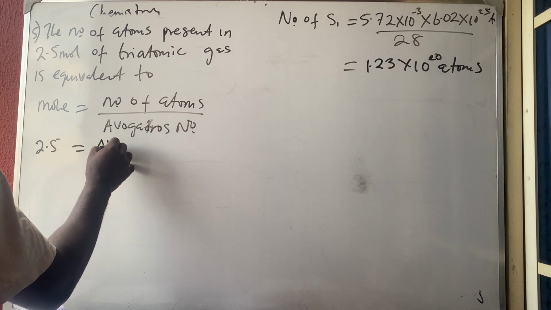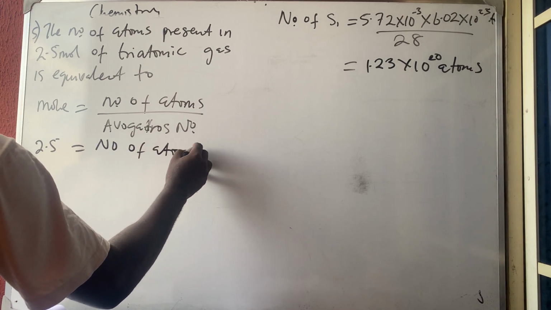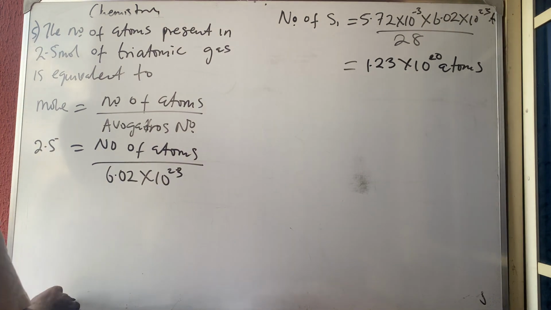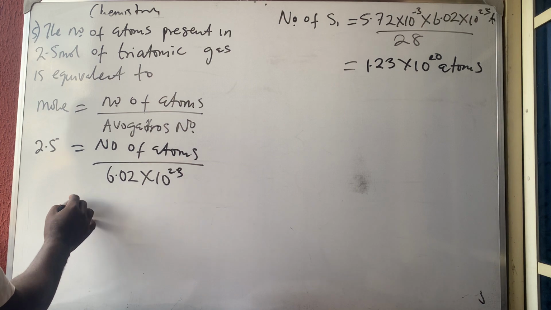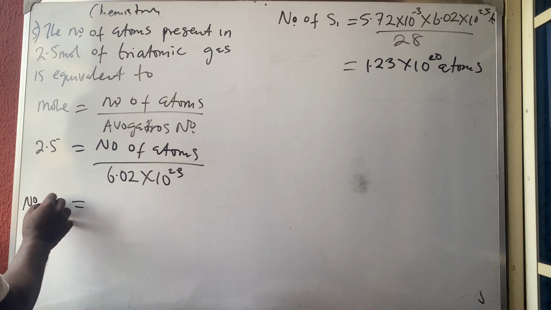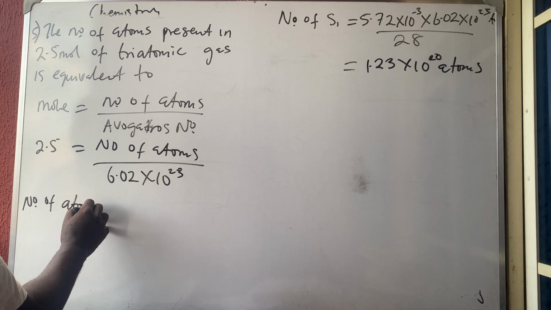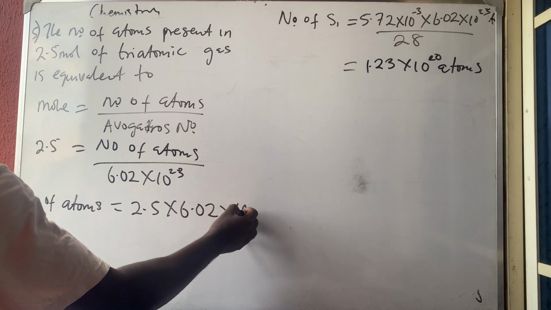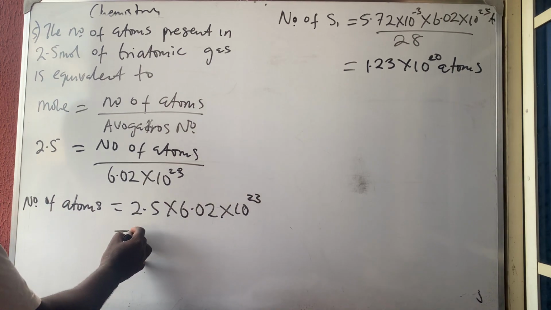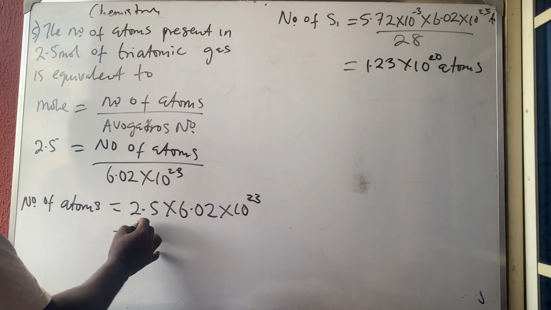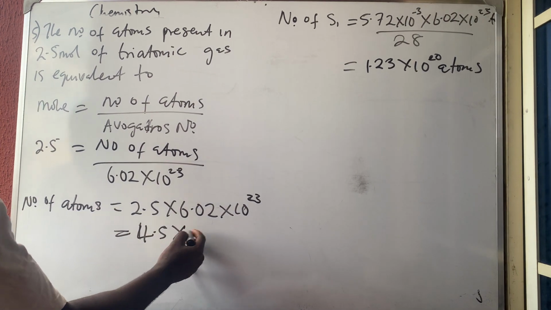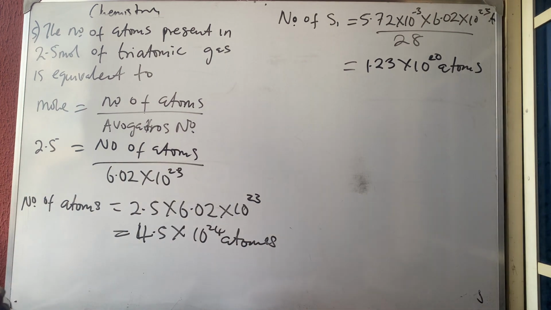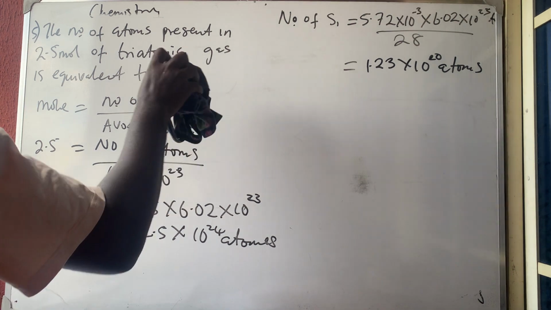So 2.5 mole is equal to the number of atoms all over Avogadro's number, which is 6.02 times 10 raised to power 23. If you cross multiply, the number of atoms is equal to 2.5 times 6.02 times 10 raised to power 23. This will give you 4.5 times 10 raised to power 24 atoms.